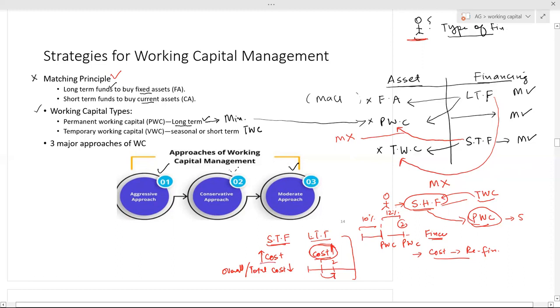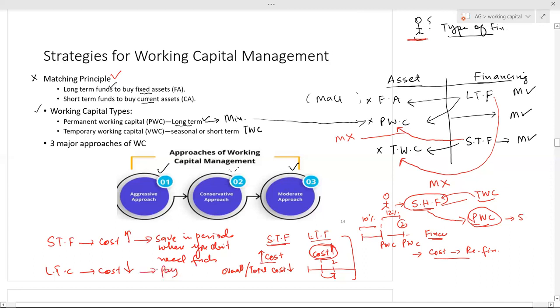your funds. Okay, so what is the benefit? Let's say if I take the short-term funds, cost is higher, but you can save in periods where you don't need funds. Okay, and long-term loans, cost is lower, but you have to pay in periods where you're actually not using that. Okay, so if a manager is following the short-term funds approach to buy long-term funds, we will see what kind of approach he is following.